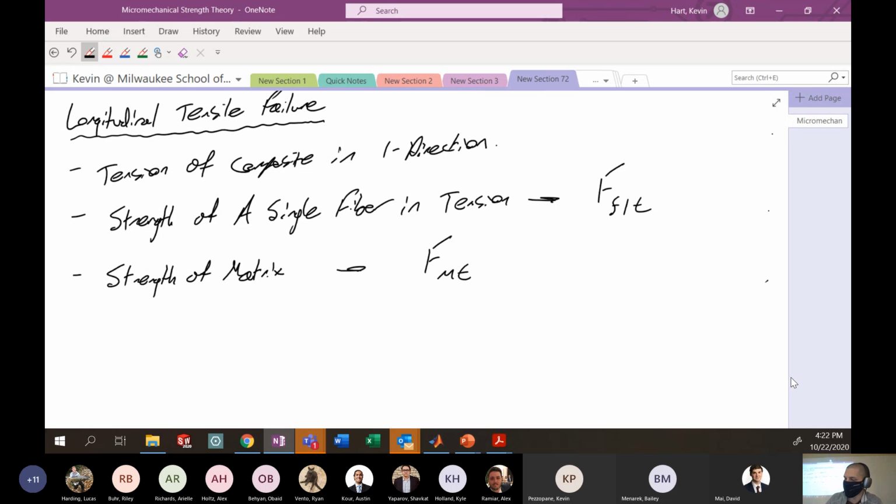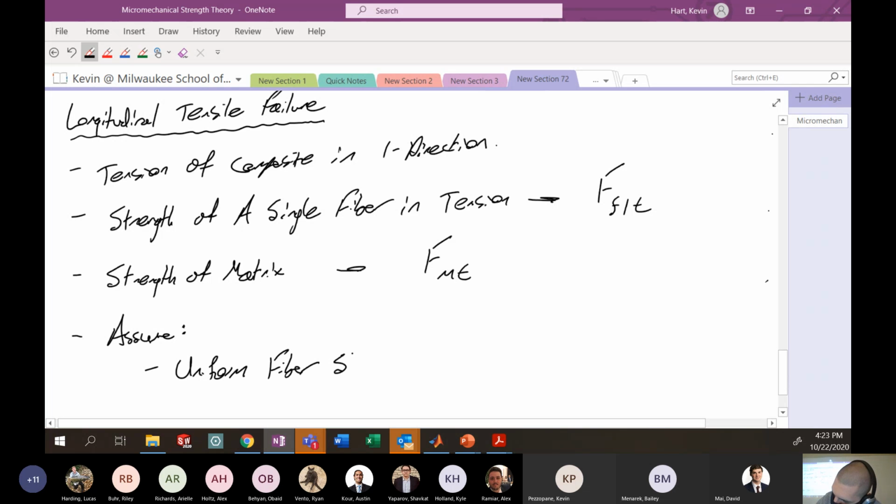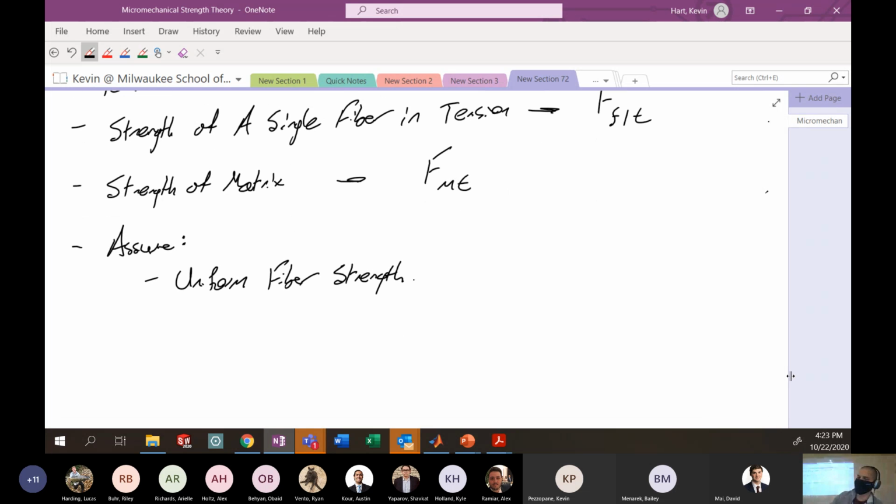All right. So now let's get into our model. We're going to make some assumptions here that are similar to the assumptions we made when we looked at the stiffness in the one direction. So here we're going to assume some similar assumptions we made for the strength, or sorry, the stiffness development. We have uniform fiber strength. Okay, so the strength is the same along the entire length of the fiber. We have a perfect bond between matrix and interface.